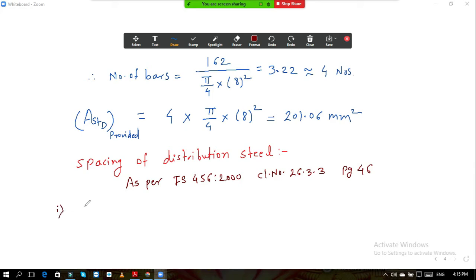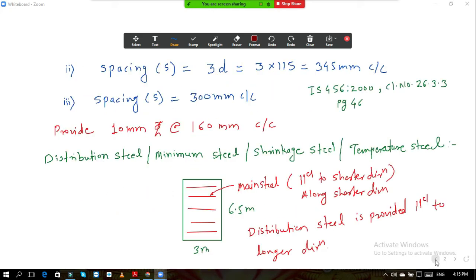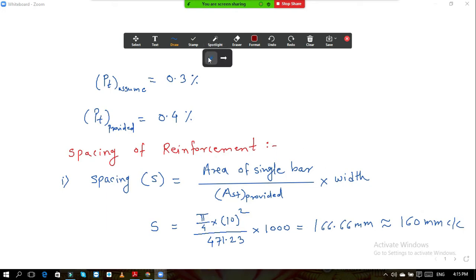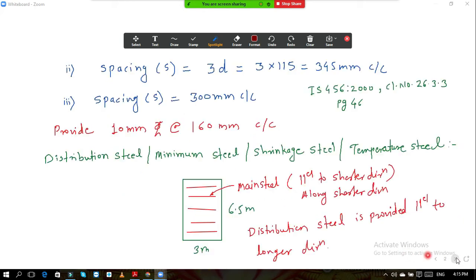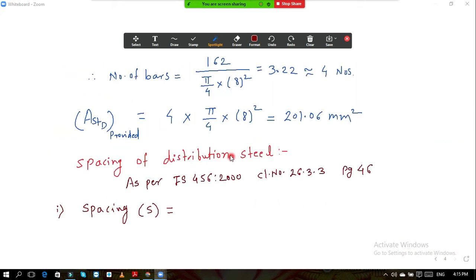First of all, we will calculate the spacing by our normal formula. How do we calculate the spacing? I have told you the formula. Spacing is equal to area of single bar divided by AST provided, multiplied by width. So we will use the same formula here.